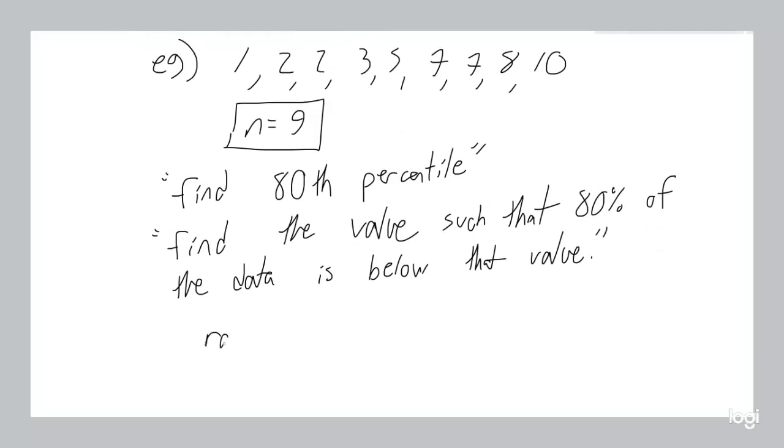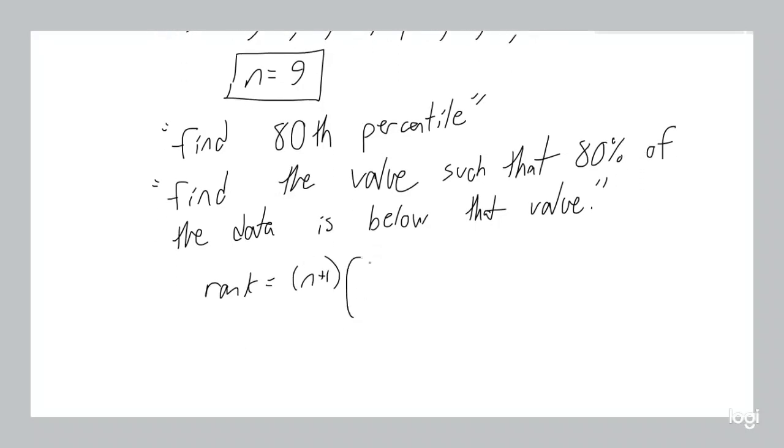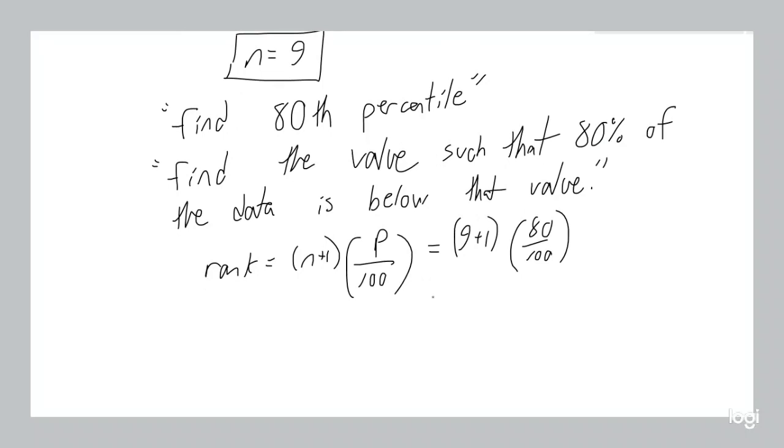First, you look for that rank. The rank is going to be equal to n plus 1, where n is your number of data points, times the percentile you're looking for divided by 100. So in our case, our sample size is 9, right? So it's going to be 9 plus 1 times 80 over 100, which comes to 10 times 0.8, or 8. So the rank of our percentile is 8.